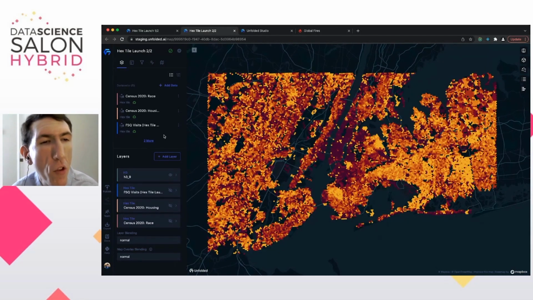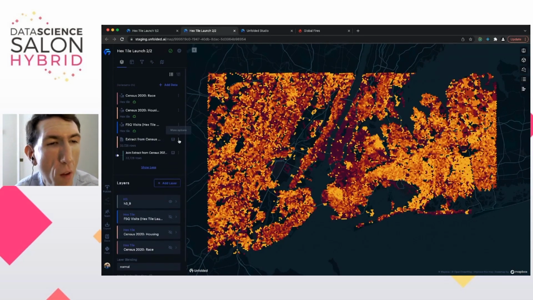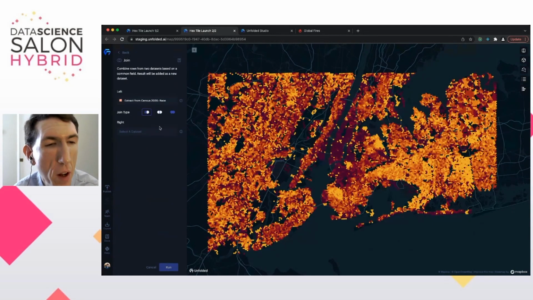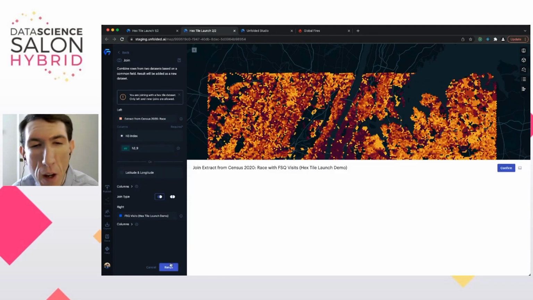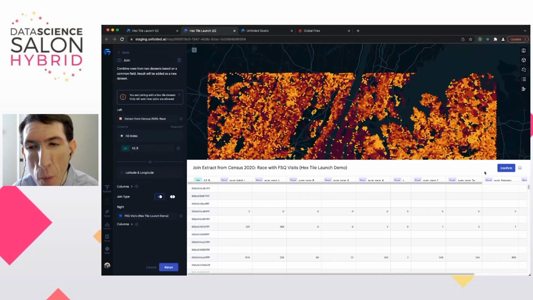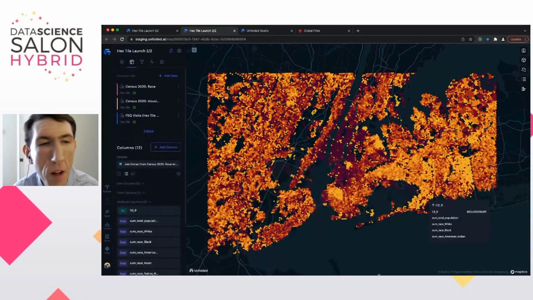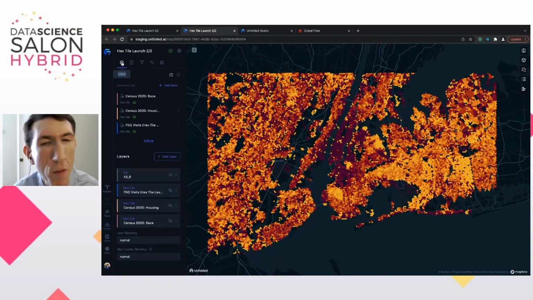I also have this visits data that I mentioned as well, and so I'd also like to do a little analysis using that. So again, I'm going to join my demographic data with my visits data, and I'm going to select a join on this H3 column. And I'm going to get a new table back of my demographic data enriched with my visit data, which again are coming from very different sources, one from Census and one from Foursquare's visits data set.